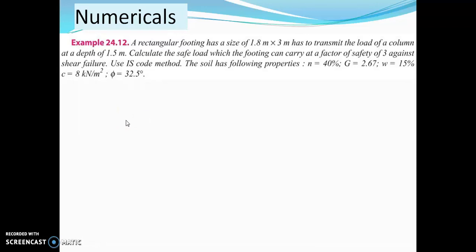The soil has the following properties. Porosity is given as 40%. Specific gravity is 2.67. Moisture content is 50%. Cohesion is 8 kN per meter square. And angle of friction is 32.5.